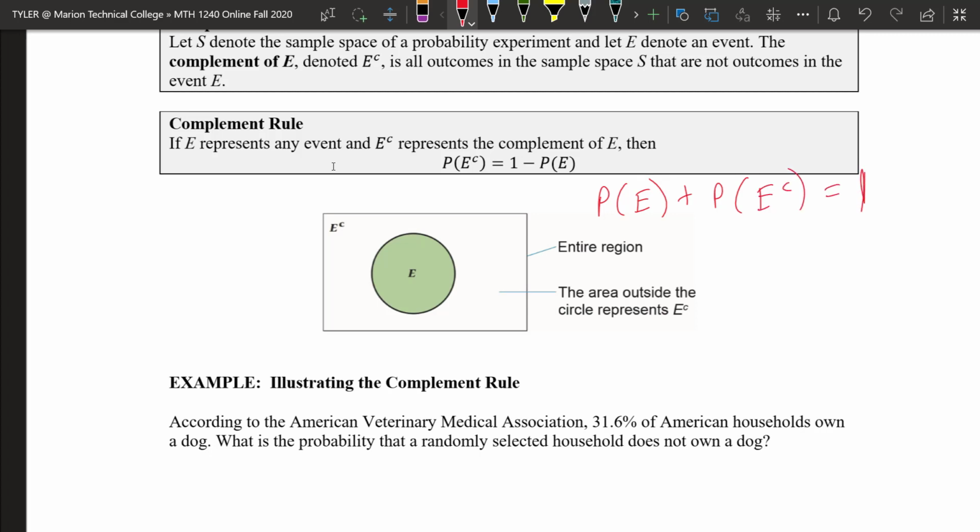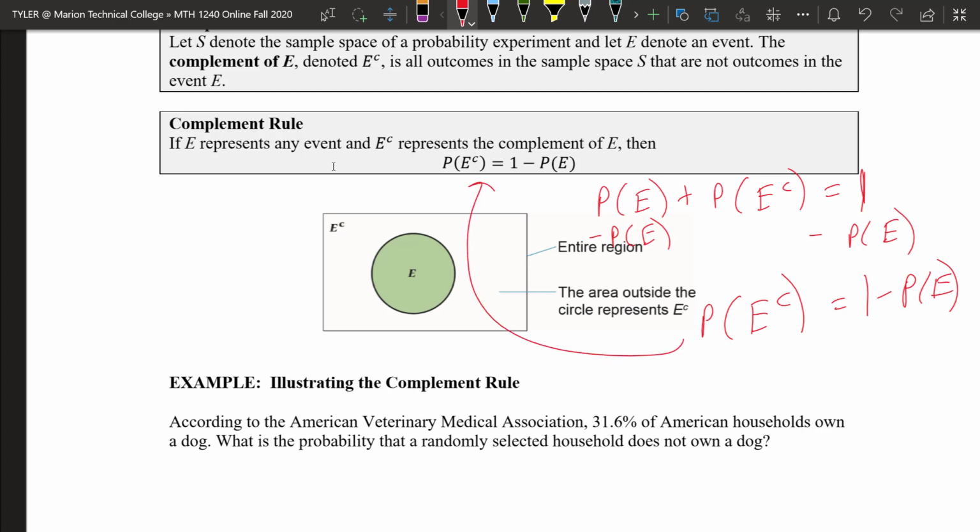So then if I subtract the probability of E from both sides, what I get is that the probability of E complement is equal to 1 minus the probability of E, right? Which is this equation that's up here. And you might wonder, why is the probability of E plus the probability of E complement equal to 1? So let's say you were rolling a six-sided die, right?